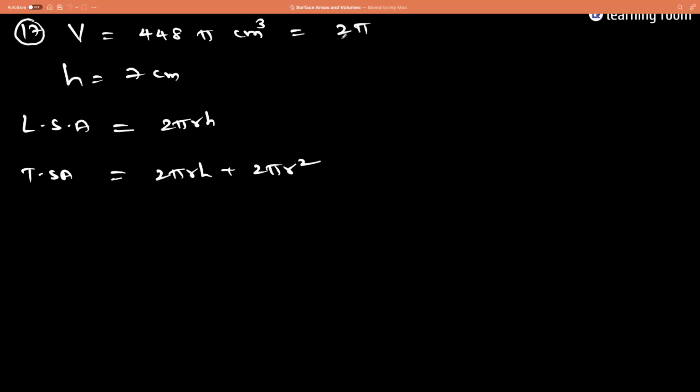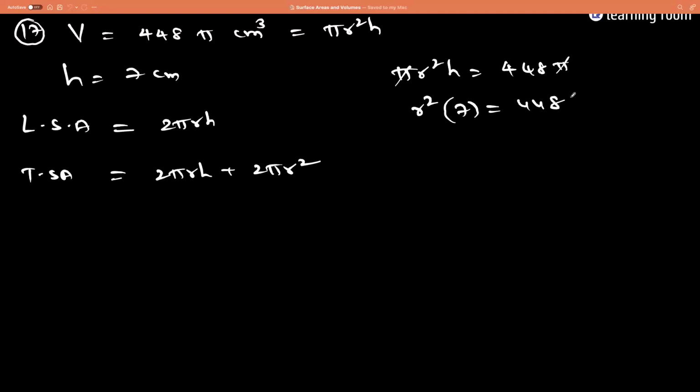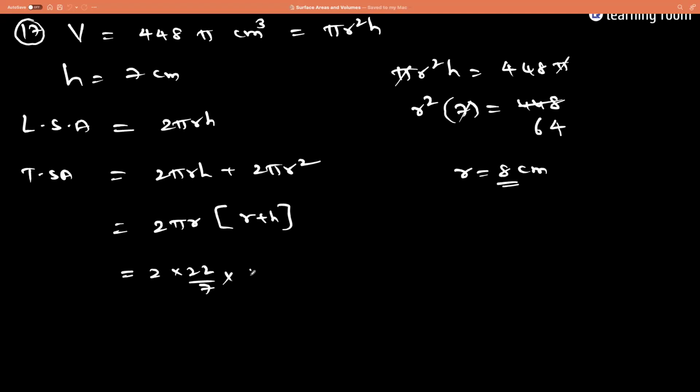Here we have pi R square H as this value. So pi R square H is equal to 448 pi. So pi and pi will get cancelled. R square into height, which is 7, is 448, so this will cancel this. R square is 64, so R will be equal to 8 centimeter. If you substitute it here, taking 2 pi R out, you will have R plus H. So 2 into 22 by 7 into 8 into 8 plus 7, so 2 into 22 by 7 into 8 into 15.